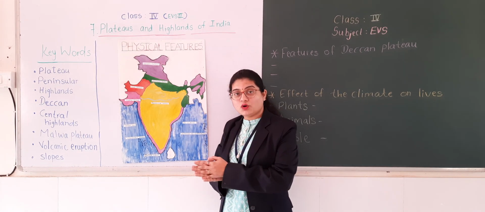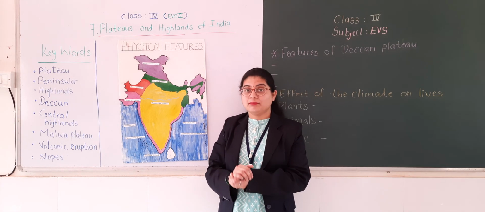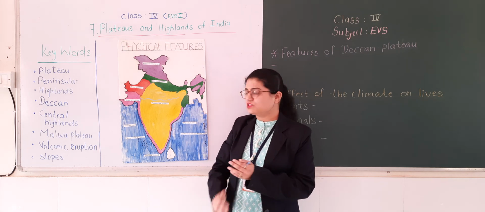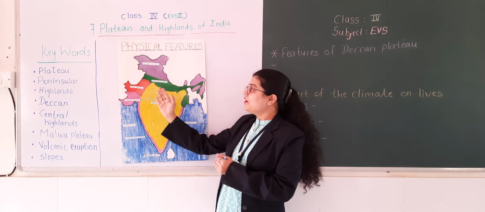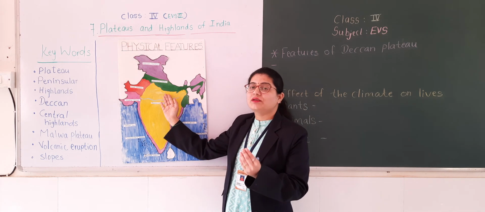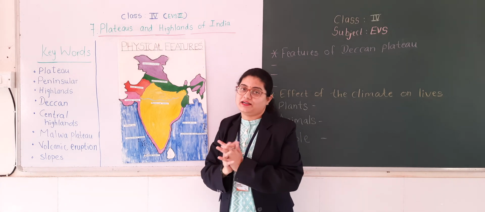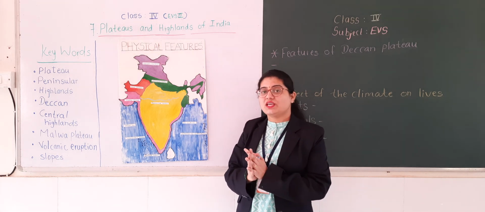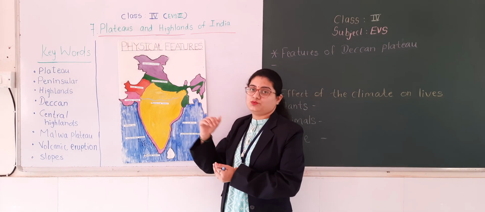Which rivers flow through the Central Highlands? Yes, Chambal, Betwa, Son, Damodar. These rivers flow through the Central Highlands. Why do we call it highlands? Yes, because it has mountainous land. Alright, now in today's class we are going to learn in detail about the Deccan Plateau.